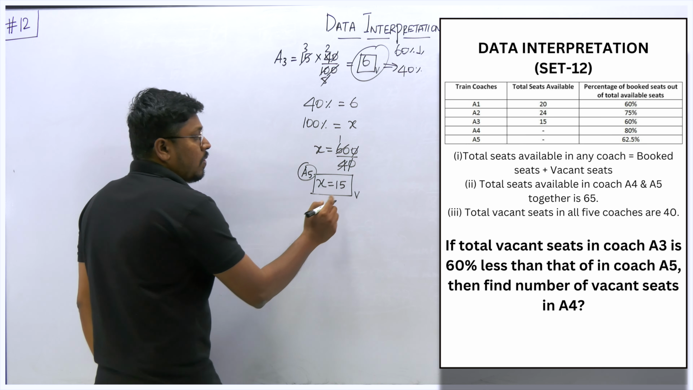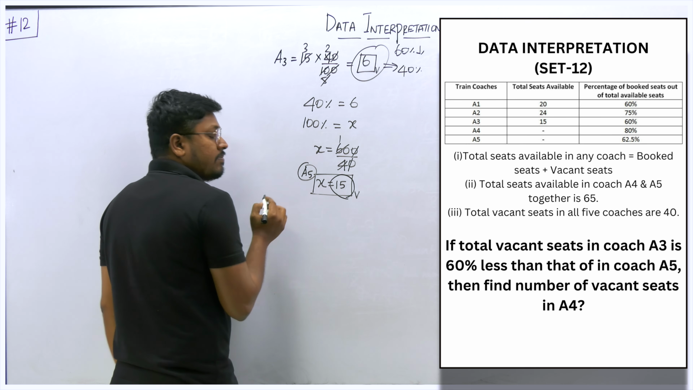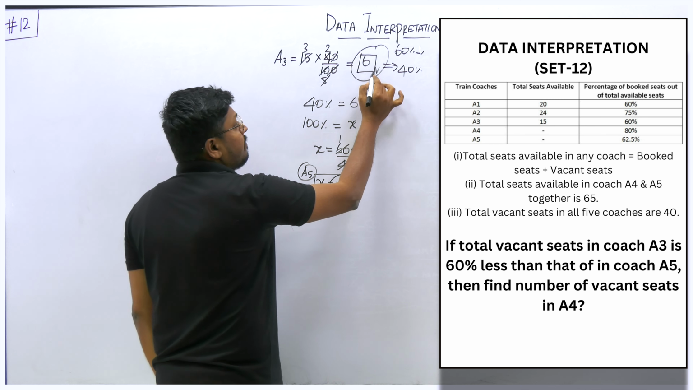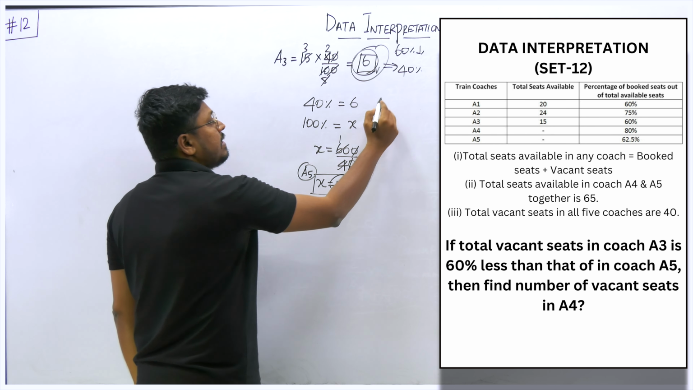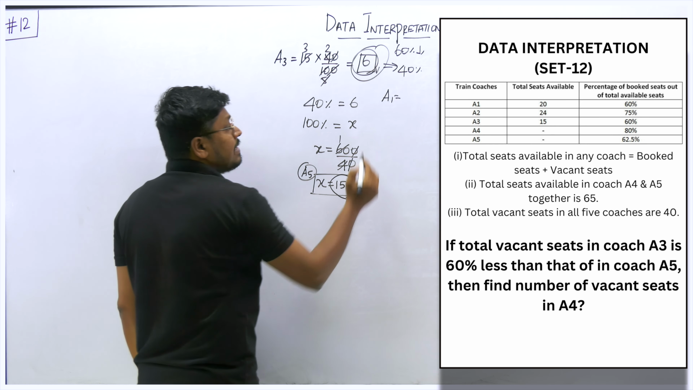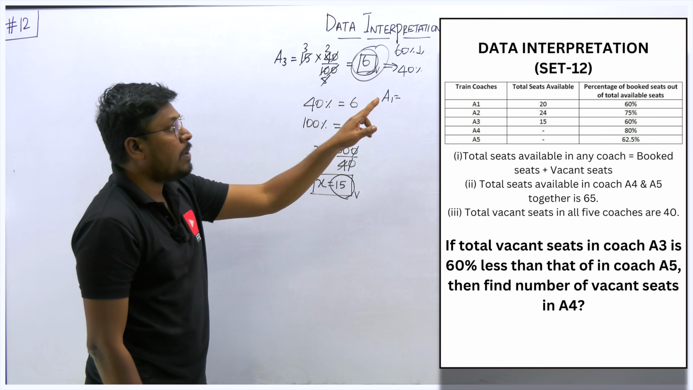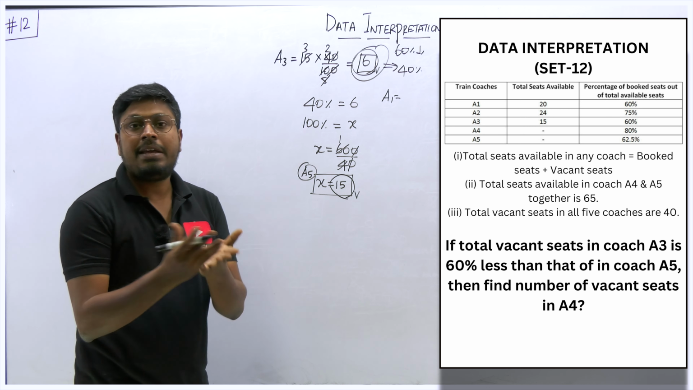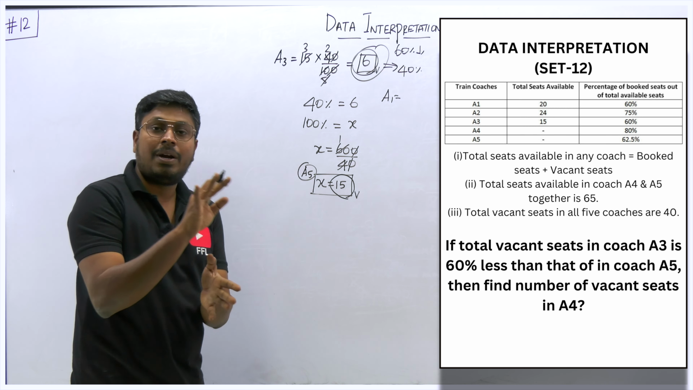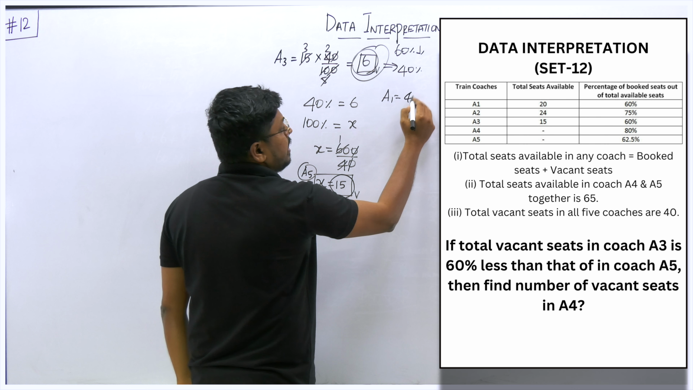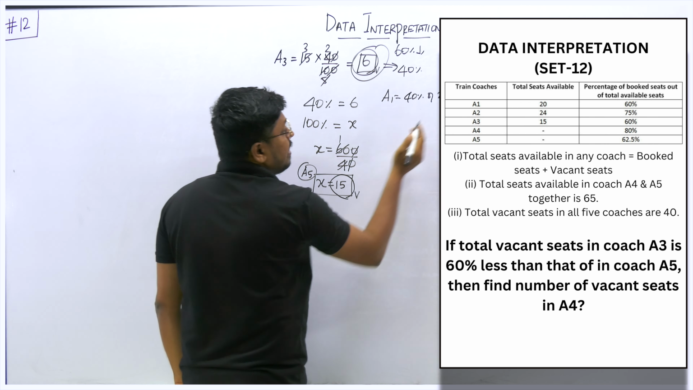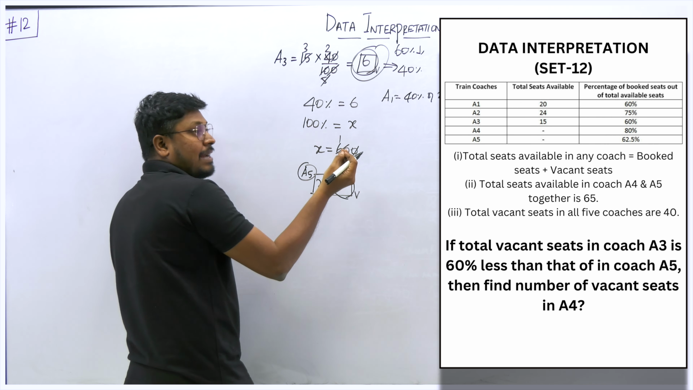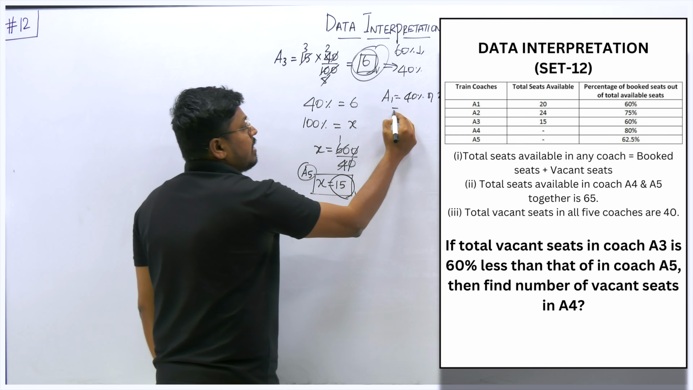So we found the coach A5 vacant seat is 15. So coach A3 vacant seat is 6. And easily we can find what is the vacant seat of A1. Because A1, 20 will be total. Out of 20, 60% were booked. Remaining 40% will be vacant. So find what is 40% of 20. So 40% of 20, the result will be the total vacant seat of A1 coach. So that will be 8.